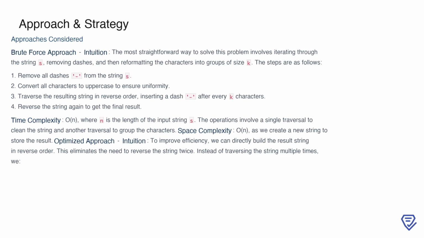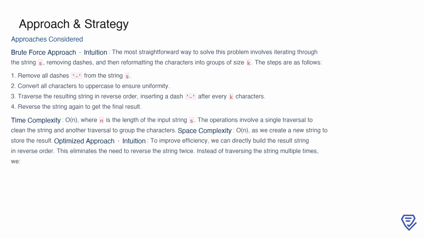To solve the license key formatting problem, we first considered the brute force approach. The intuition here is straightforward. We iterate through the string S, remove all the dashes, and then reformat the characters into groups of size k. The process begins by cleaning up the string, removing all occurrences of the dash, and converting all characters to uppercase for uniformity. After that, we traverse the clean string in reverse order, inserting dashes after every k characters to separate the groups. Once this is done, we reverse the string again to restore the correct order, giving us the final formatted result.